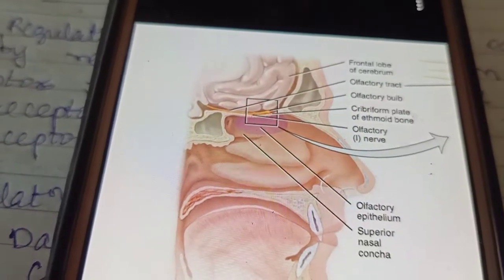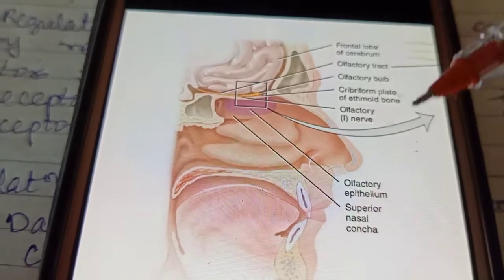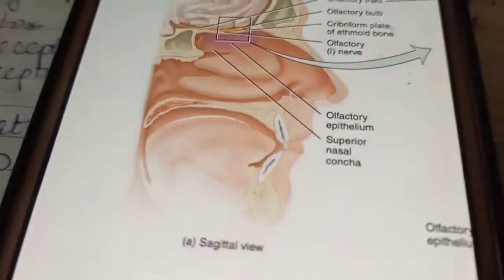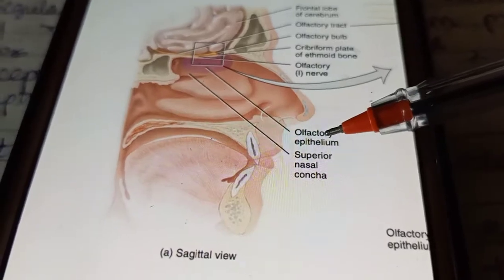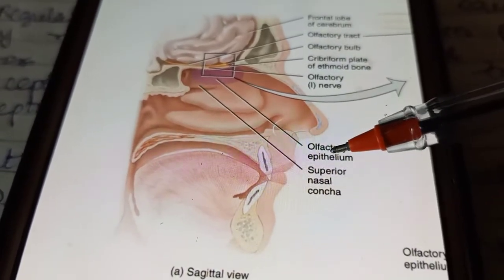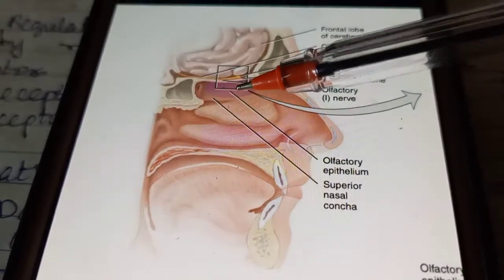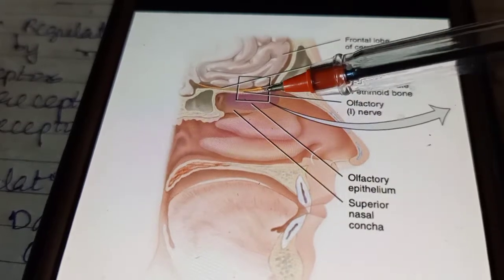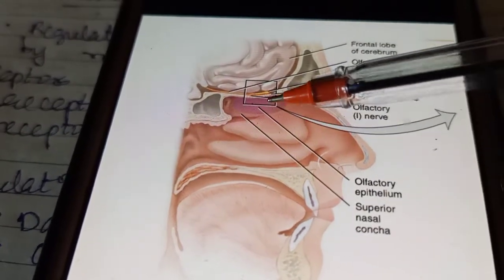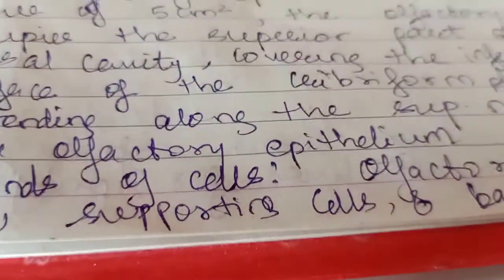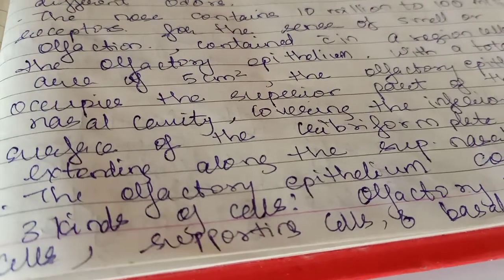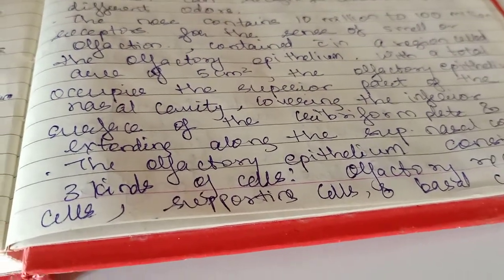Now this olfactory epithelium consists of 3 kinds of cells. This epithelium which I am talking about is present in the nasal cavity, extending up to the superior nasal concha, and it is inferior to the inferior surface of the cribriform plate of the ethmoid bone. It consists of 3 very important cells: the olfactory cells, supporting cells, and the basal cells.